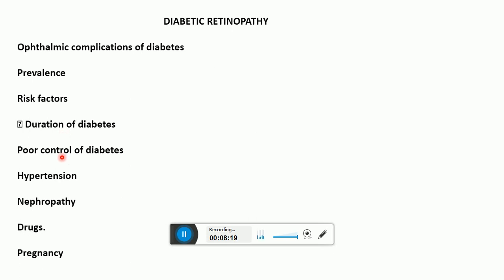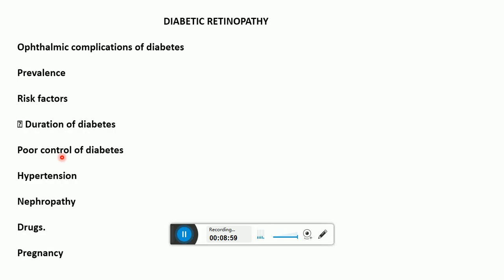Poor control of diabetes. The Diabetes Control and Complications Trial shows that tight blood glucose control, particularly when instituted early, can prevent or delay the development or progression of diabetic retinopathy, subsequently confirmed by the United Kingdom Prospective Diabetes Study. However, a sudden improvement in control may be associated with progression of retinopathy. The higher the glycated hemoglobin HbA1c, the greater the risk of complications of diabetes, such as proliferative diabetic retinopathy.